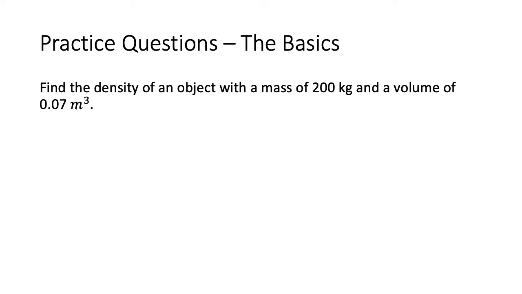Okay, so now we know a little bit about density. Let's do some practice questions to see how much we know. We're going to start off with a basic question, just to see if we understand the formula. The first question is, find the density of an object with a mass of 200 kilograms and a volume of 0.07 meters cubed. If you would like to work this out for yourself, please pause the video now. And when you play, I will show you the solution.